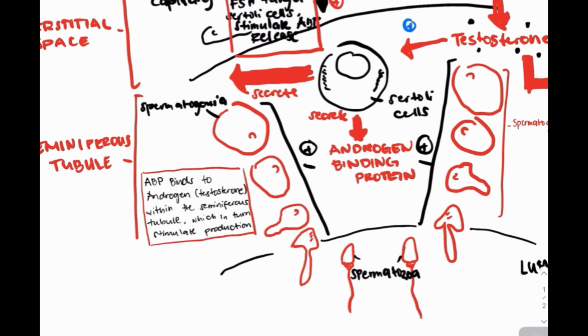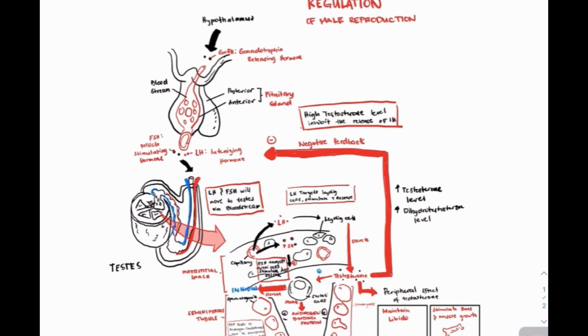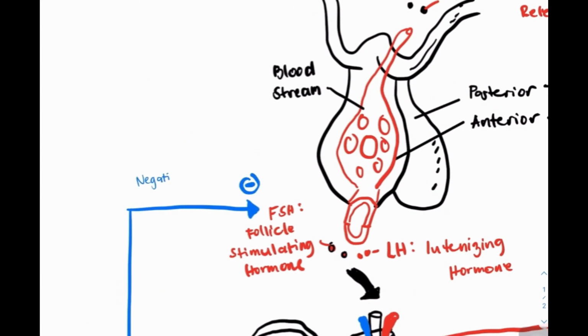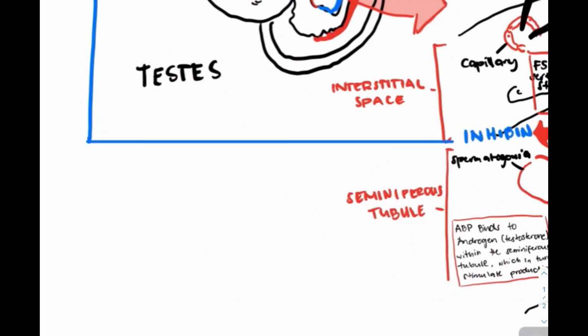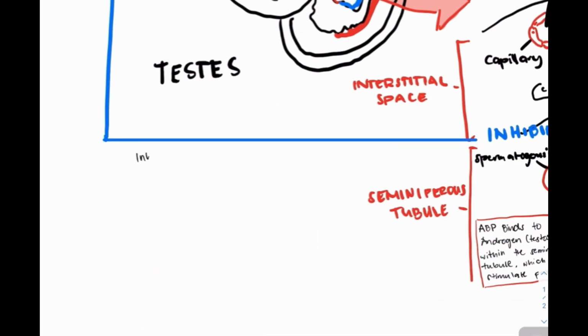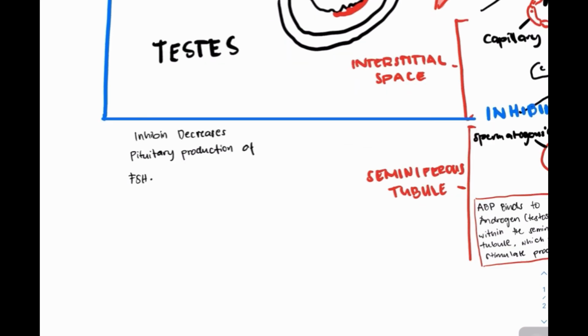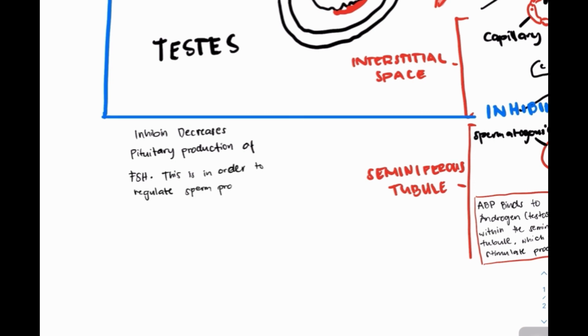Now, Sertoli cells also secrete a hormone called inhibin. Inhibin, as the name suggests, inhibits something, and it acts as a negative feedback signal to the anterior pituitary and hypothalamus area. Inhibin will essentially decrease pituitary production of follicle stimulating hormone, FSH. This is to control and regulate sperm production because we don't want too much sperm.